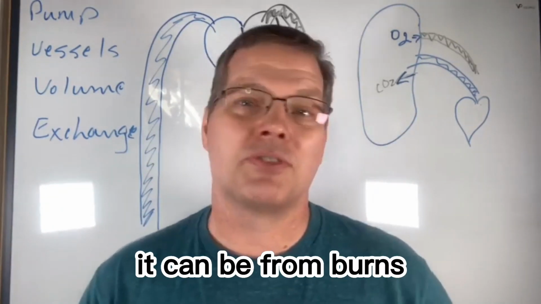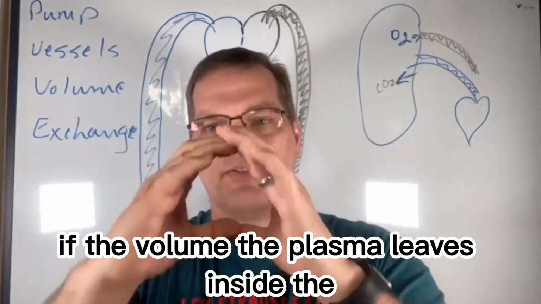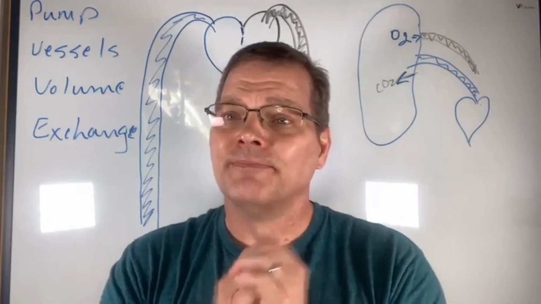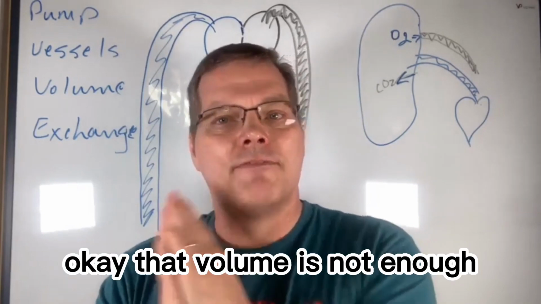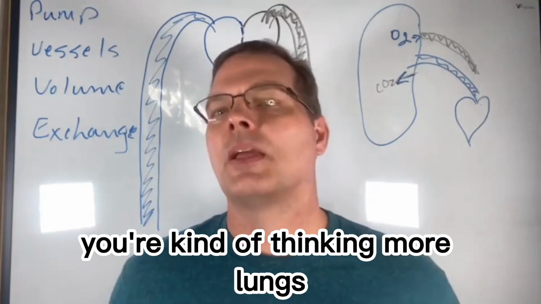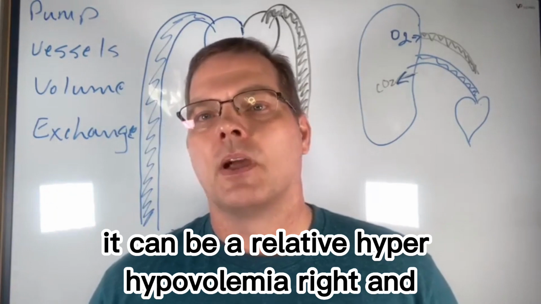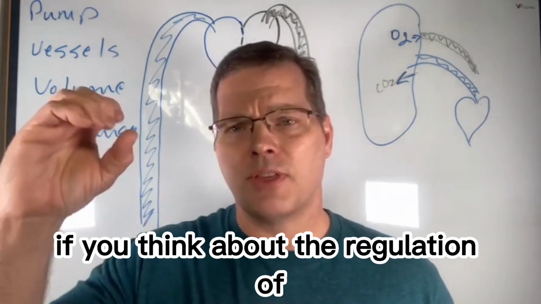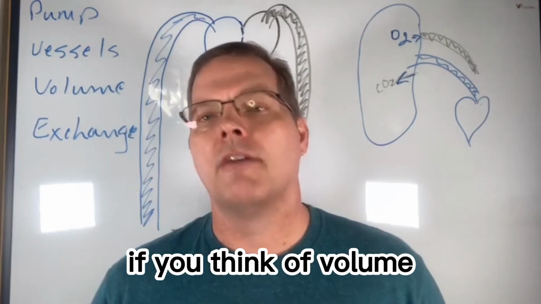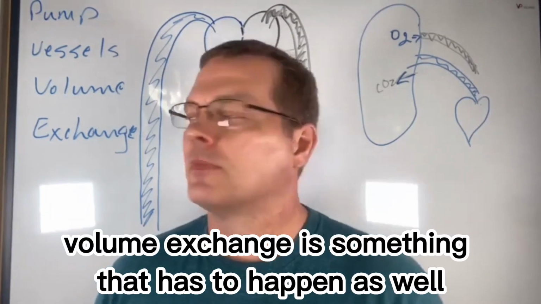It could be from burns, third spacing. If the volume, the plasma, leaves the inside of the arteries and the veins, guess what? You have a problem. That volume is not enough. When you have a vessel problem, you're thinking more along the lines of a relative hypovolemia, right? But with vessels, if you think about the regulation of them, we're thinking neurogenic shock. If you think of volume, you're thinking of hypovolemia, and that's not enough volume.